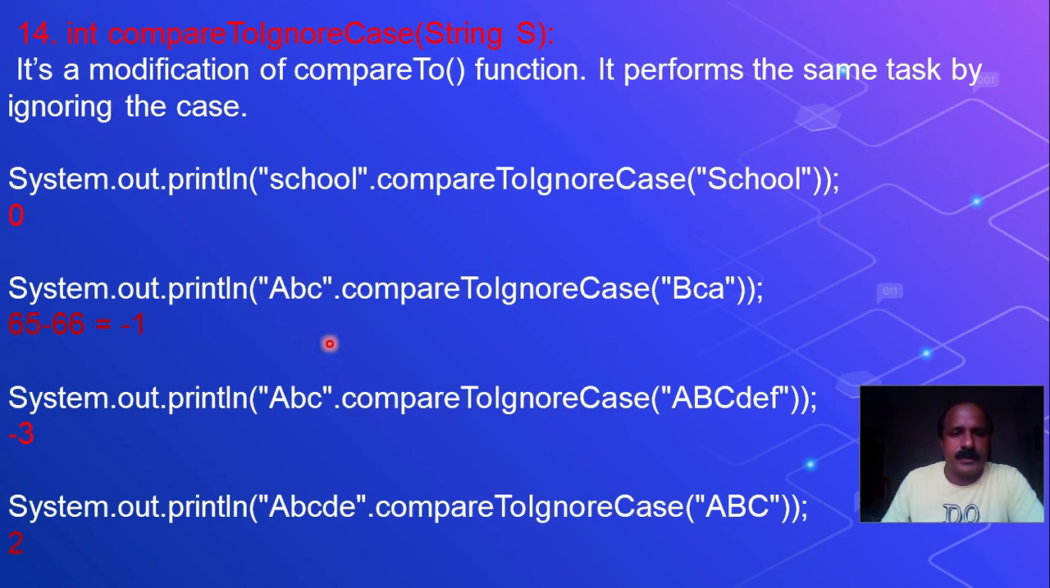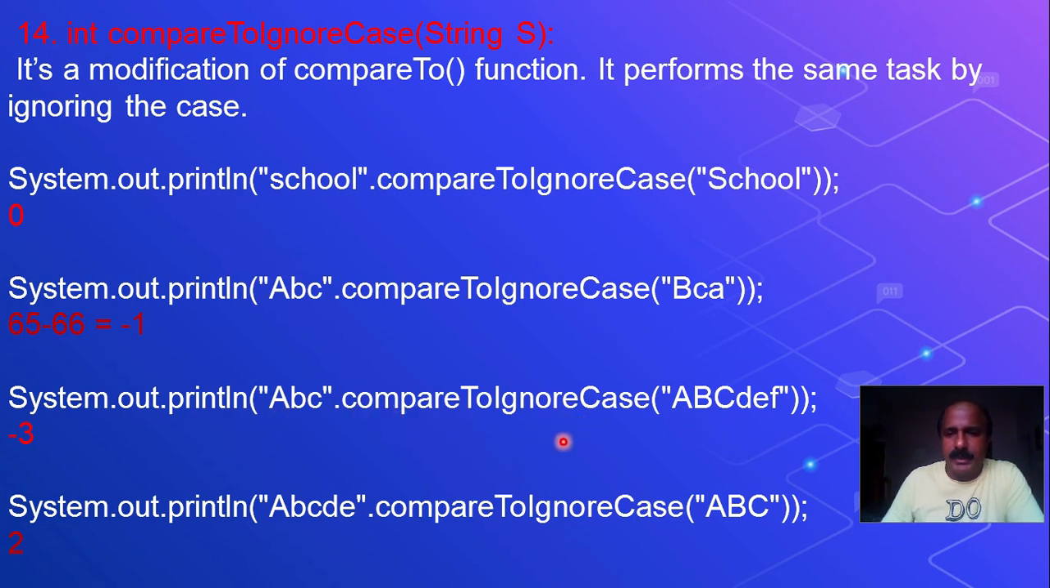Next, System.out.println "abc" dot compareToIgnoreCase "BCA". See ABC, BCA. A, and here it is B. Then the ASCII code's difference will be calculated. A is 65 minus 66. This is compared with this one, that's why 65 minus 66. What will be the answer? Minus 1. So minus 1 will be returned. Let us see another example.